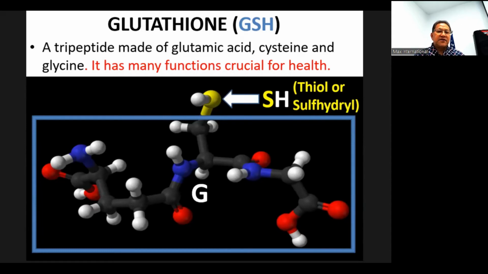So glutathione is a tripeptide that is made of 3 amino acids, which are glutamic acid, cysteine, and glycine. Glutamic acid is on the left, cysteine in the center, and glycine on the right. It is cysteine that has the thiol or sulfhydryl group, and that explains why cysteine itself is a fragile amino acid.